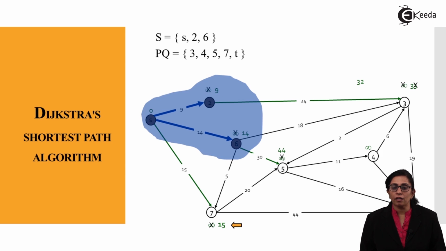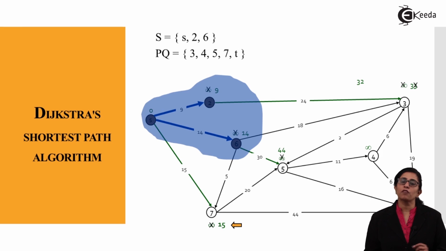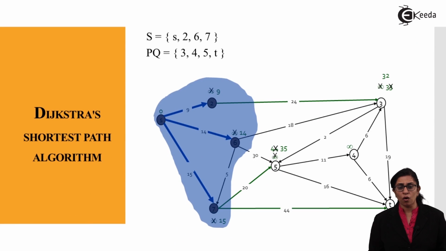Now from 15 plus 20, as node 5 had a value of 44 if I was traversing it from node number 6. Now if I traverse from node 7 to node 5, the value is reduced from 44 to 35, as 15 plus 20 will give me 35. So the shortest path to travel to node 5 is to come to node 7 and then come to node 5, as it gives me the shortest distance possible.